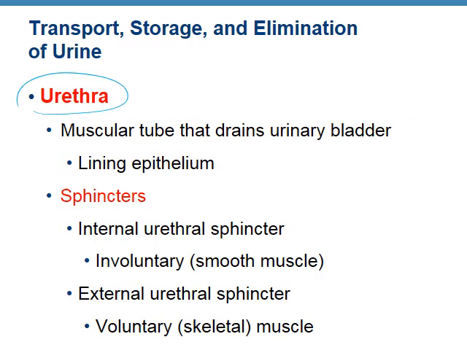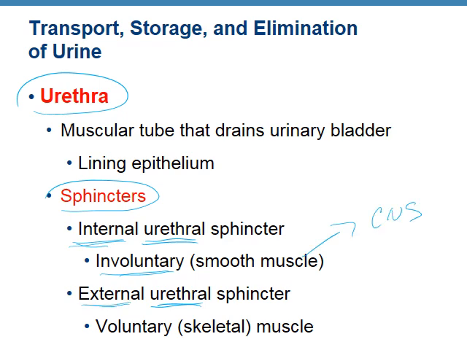Next, we have the urethra, and then we're going to have sphincters. So just like we had anal sphincters, we also have urethral sphincters. And it's the same involuntary, voluntary setup. So the internal sphincters are involuntary. This is controlled by your central nervous system. Your external urethral sphincters are controlled by skeletal muscles, so these are the ones that you have control over.